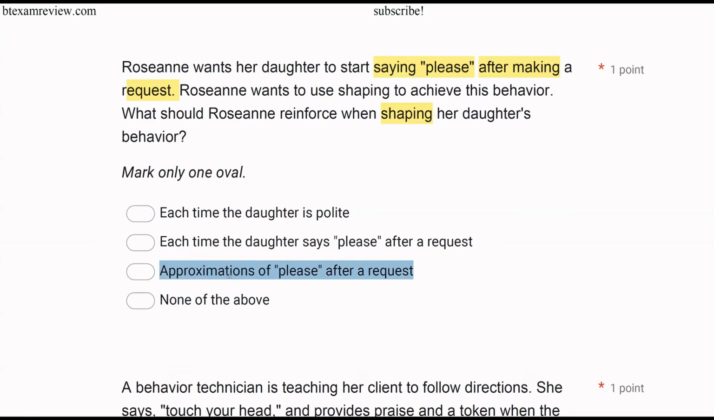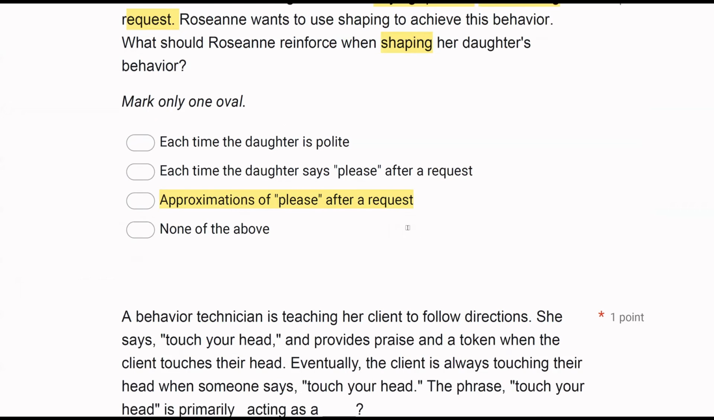So be very careful here, right? A, each time the daughter is polite, seems okay, but it's not very well defined. Are we moving towards our goal with A? Again, maybe, maybe not. But we have a much better answer in C because that is actual shaping interventions where we're reinforcing the approximations of our final target behavior.